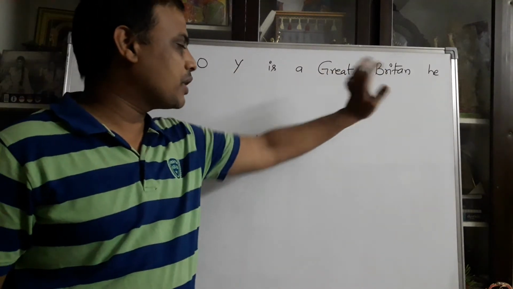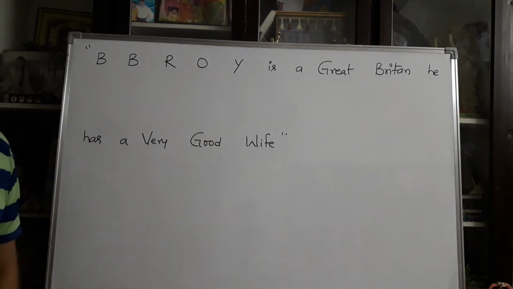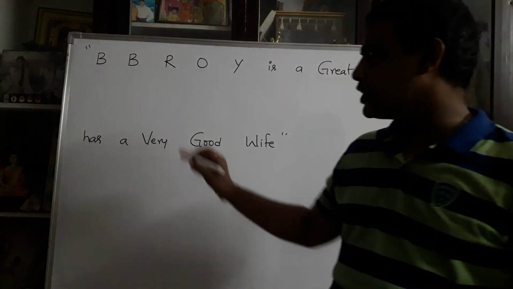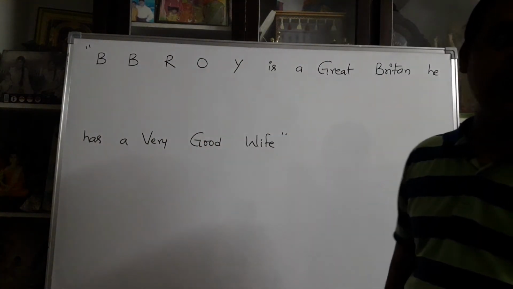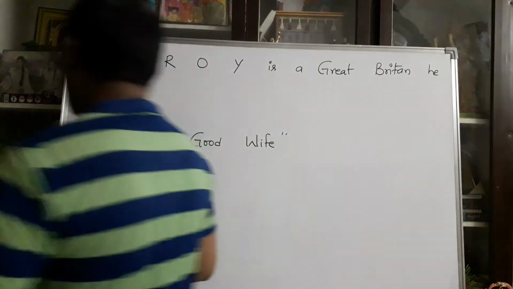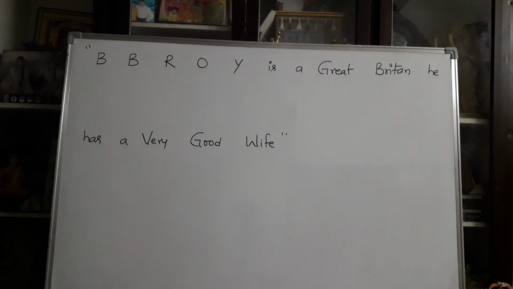B.B. Roy is a Great Britain. He has a very good wife. This statement is used to identify the colors on the resistor, especially the first three bands of colors. What are those? According to the giving numbers, starting with 0.